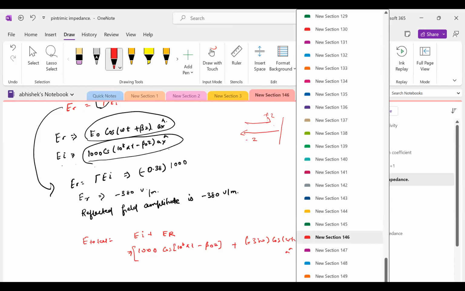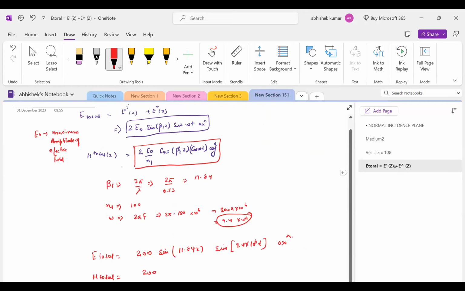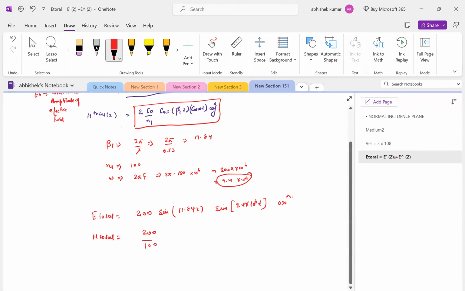Okay. Let's come to our current. You can't simplify that. No, we can't simplify that. Okay. The E total here will be 200 divided by 100, basically. And that will be cos 11.84 z, sine 4.8 times 10 to the power 8, something like that, and you will get the answer.